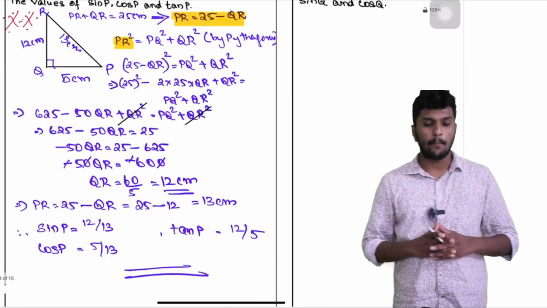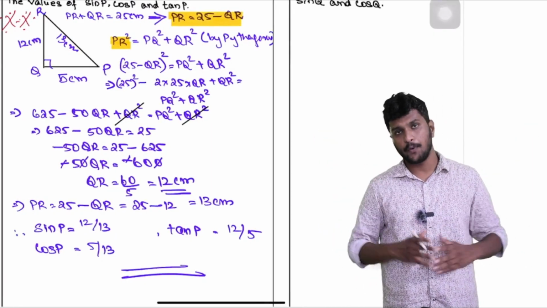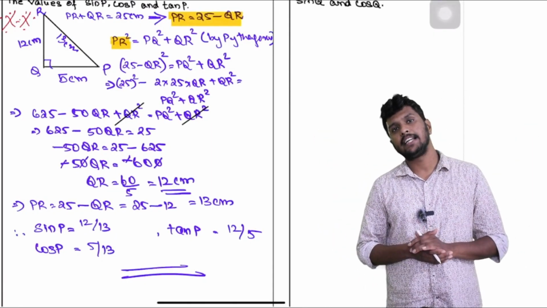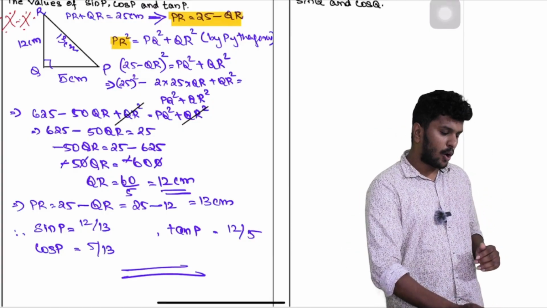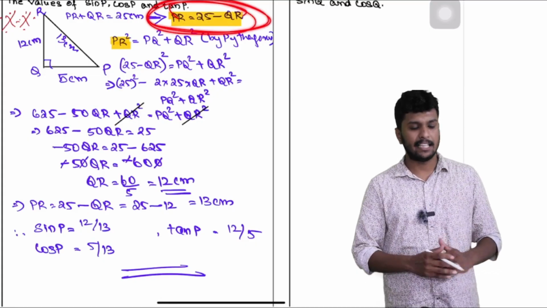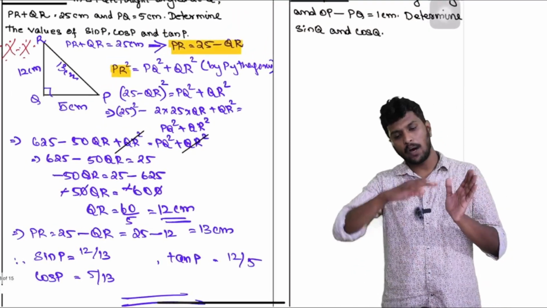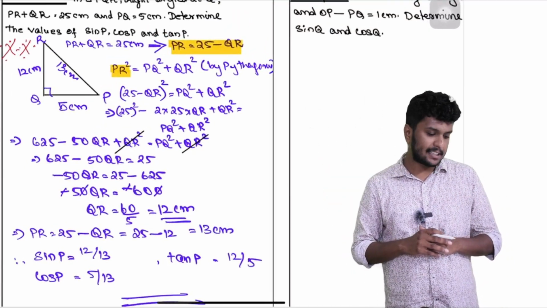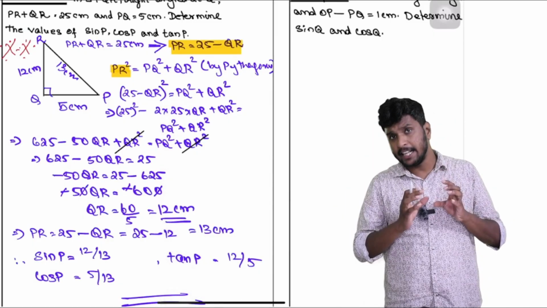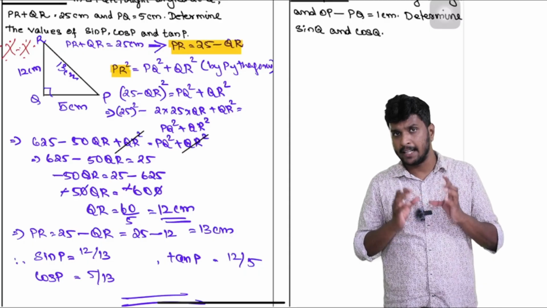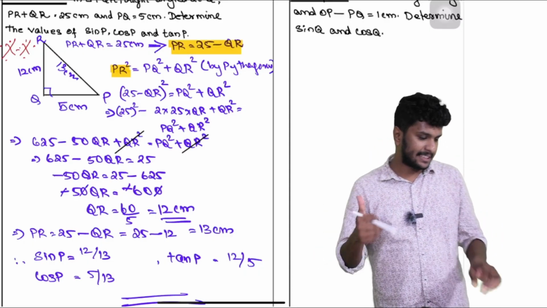It's a very important question from your board exam point of view. So what did we do initially? We applied Pythagoras property. Then from the relation given in the question, we brought QR to the right. So PR is 25 minus QR, and you put that value in the Pythagoras equation, which gets you the final answer, isn't it?